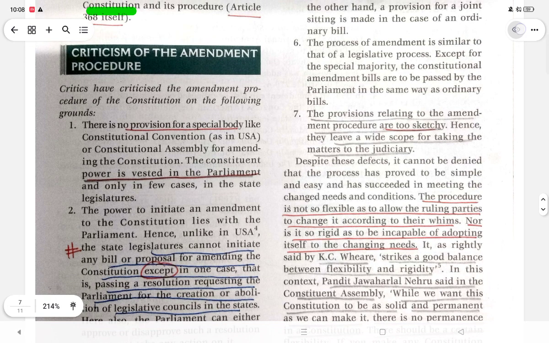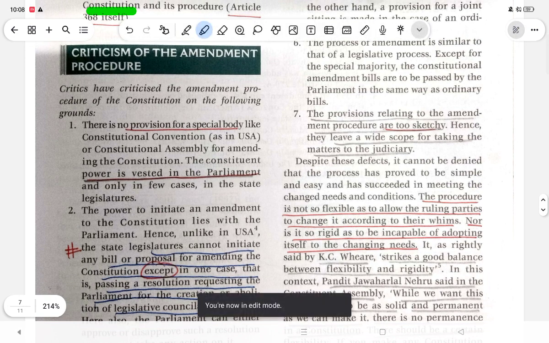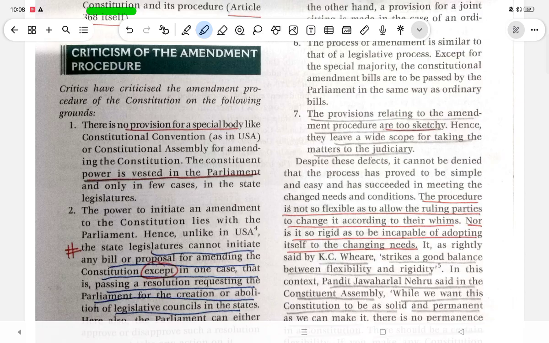Criticism of the amendment procedure. The critics have criticized the amendment procedure of the Constitution on the following grounds. First, there is no provision for a special body like the Constitutional Convention in the USA or the Constituent Assembly for amending the Constitution. The constituent power is vested in the Parliament and only in a few cases in the state legislatures.